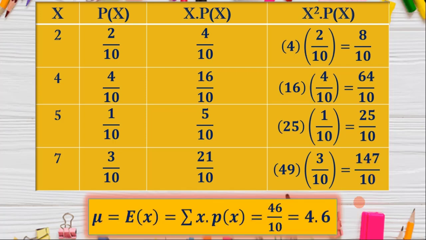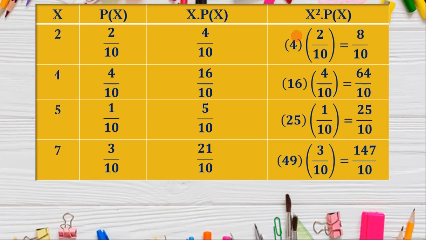Next is to get the mean, mu, or the expected value of x. And this is the summation of the third column. So this is 4 plus 16 over 10, that's 20 over 10, plus 5 plus 21 all over 10, that's 26. So 20 plus 26 is 46 all over 10, or simply 4.6.